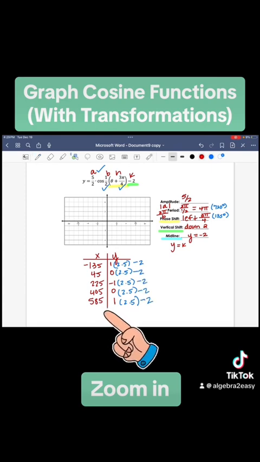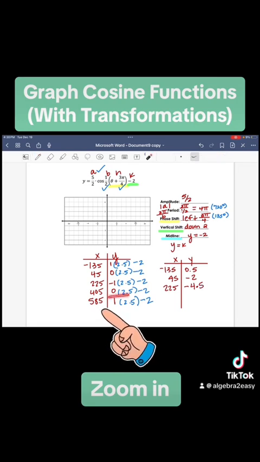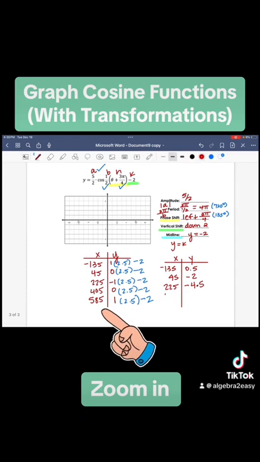Let's go ahead and clean up this table by making a new table. And then we can graph. So it's -135 and then 0.5 is going to be your simplified y value. 45 is going to have -2. 225, you're going to get -4.5. And again, I'm taking these values that you see and I'm simplifying them. With 405, you're going to get -2. And then for 585, we are going to get 0.5.